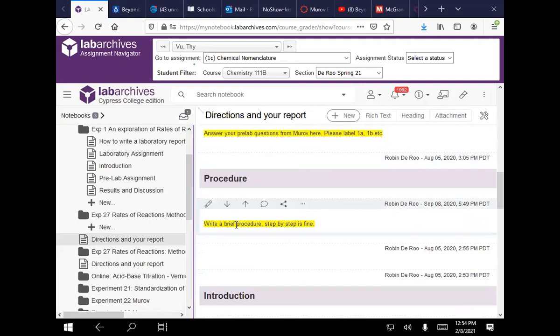The procedure, step by step, you can say refer to table, blah, blah, blah, the one that had all the gazillion, how much you used, 20 milliliters, 10 milliliters, and all that. You can do it in bullet points, and you can type in here directly.